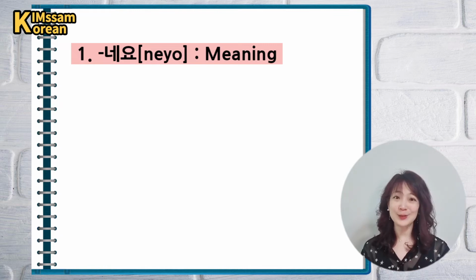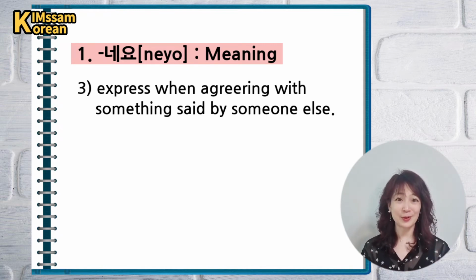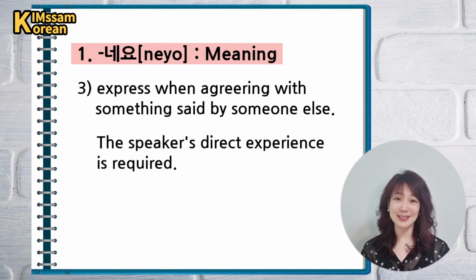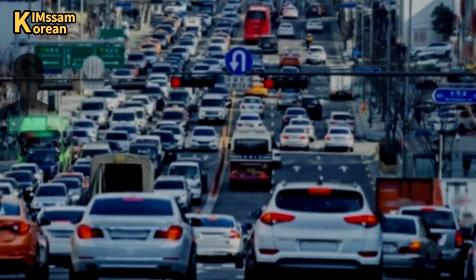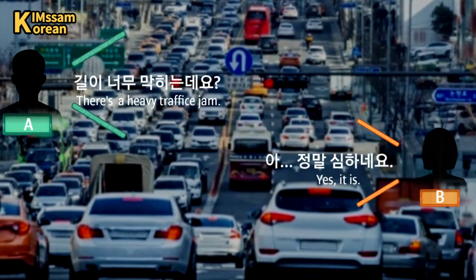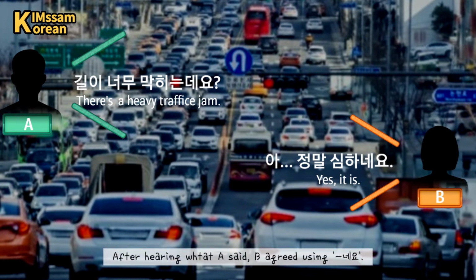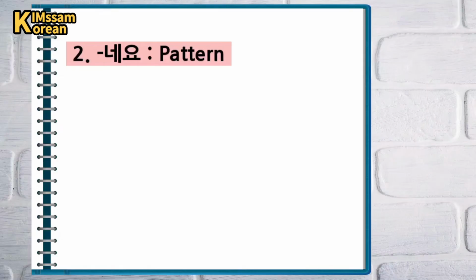Neyo is also used to express agreement with something said by someone else. Even in this case, the speaker's direct experience is required. For example, 길이 너무 막히는데요? 정말 심하네요. After hearing what A said, B agreed using neyo.